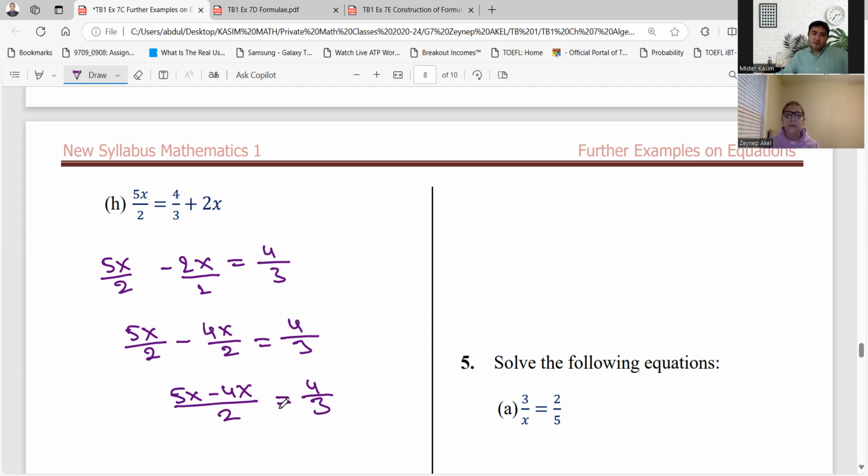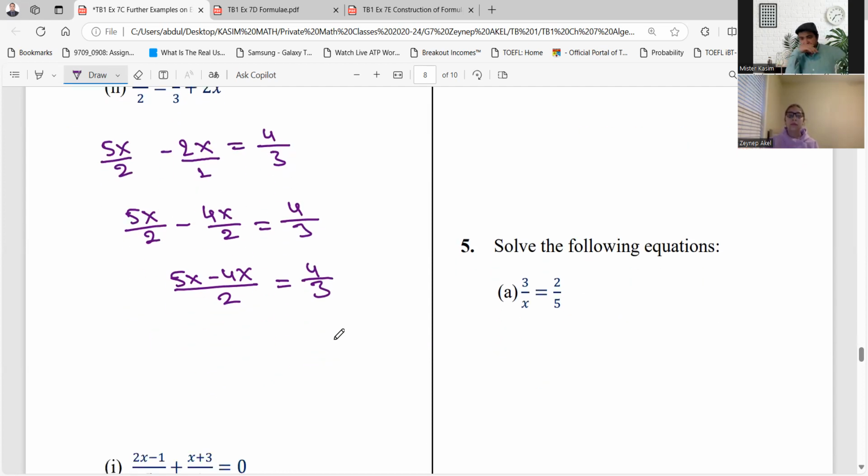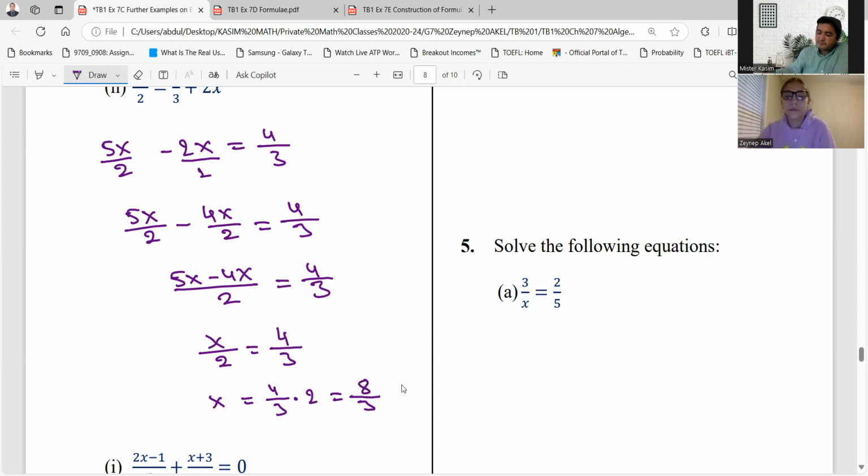What is 5x minus 4x? Just x, right? Yes, x. It's just x. So here we have just x divided by 2 is equal to 4 over 3. Now what is x? This 2 will be multiplied. That's equal to 4 over 3 times 2, which is equal to 8 over 3.